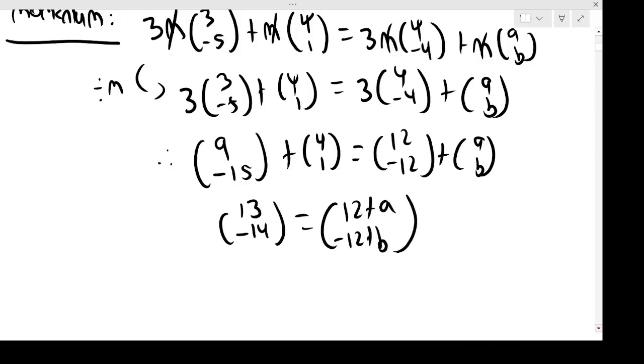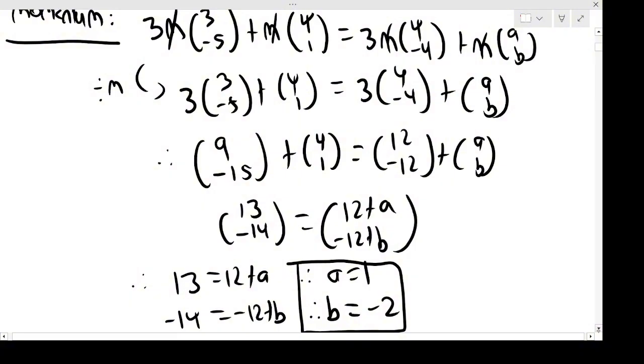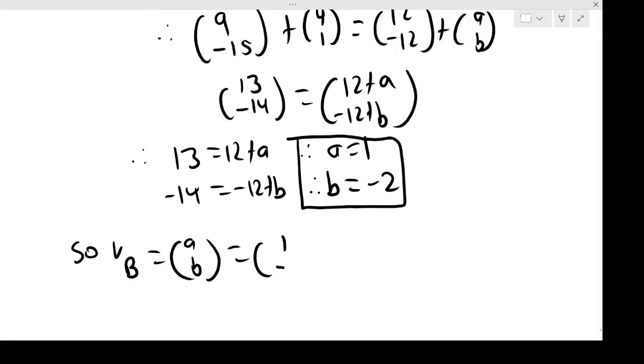And then you can see how I'm going to get A and B by just comparing the coefficients. So 13 is 12 add A, therefore A is 1. Likewise, minus 14 is minus 12 add B, therefore B is going to be minus 2. And so those are my components. So the velocity of B afterwards, VB, which is AB, which is 1 minus 2.